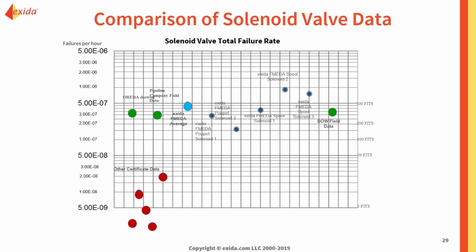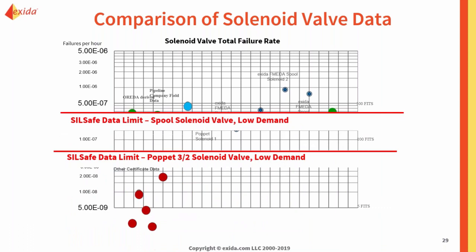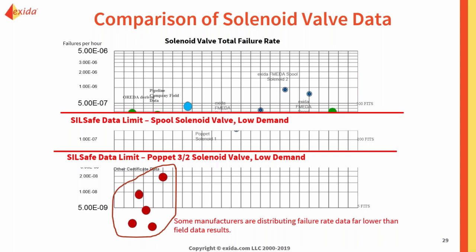I'm a very visual person, so I like to see what this looks like visually. I plotted a lot of different, this was solenoids, FMEDAs, exida data, the Offshore Reliability of the North Sea database, pipeline database, Dow Chemical databases, along with the SailSAFE data limits. There's different types of solenoid valves and different complexities, so different limits. But notice that there's also some failure rates that were way low.